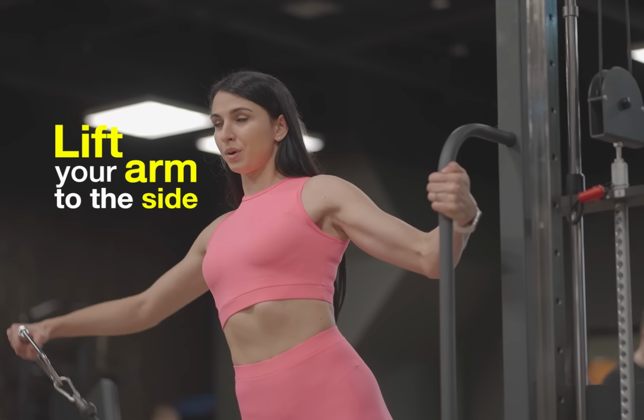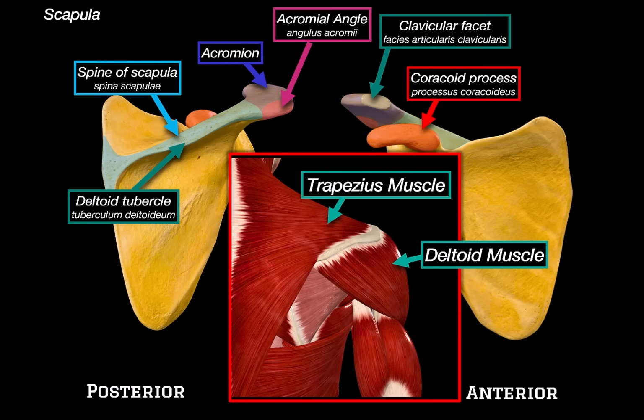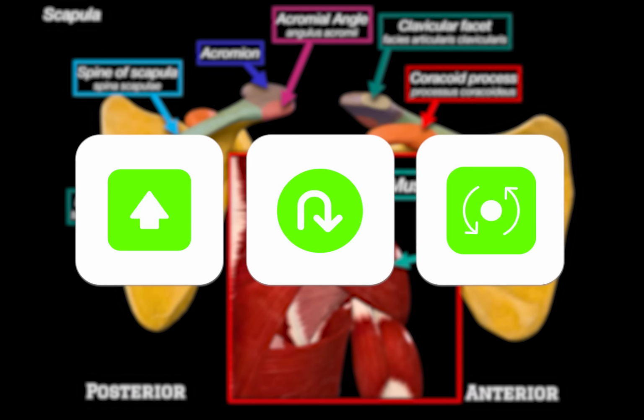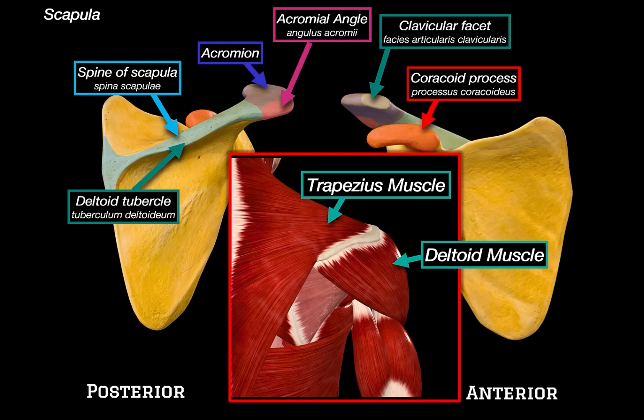The trapezius muscle is another one here. It's a large superficial back muscle that also attaches to the spine of the scapula and the acromion. It elevates, retracts, and rotates the scapula. Together with the deltoid, it forms the shoulder contour.